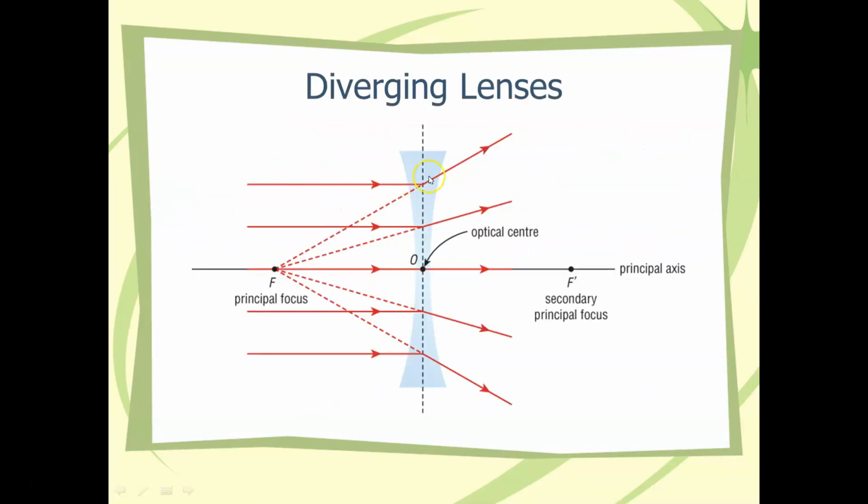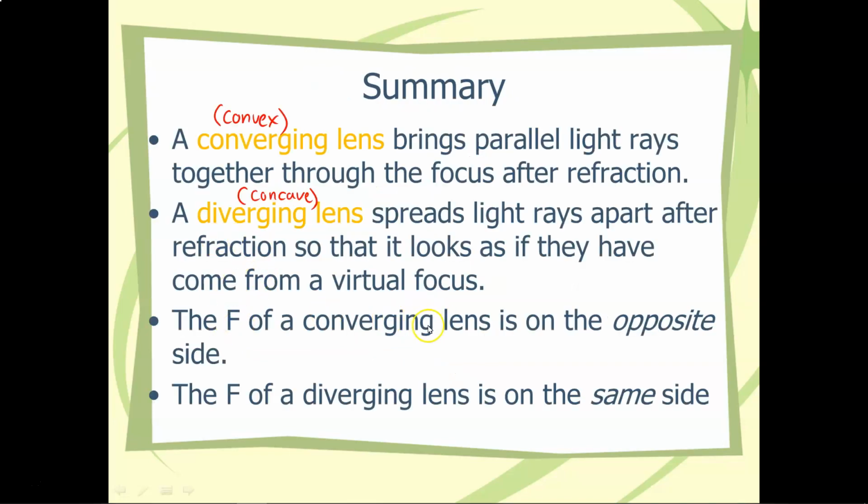So after refracting, they diverge away, but the only way to get them to converge together and to intersect with each other is by backtracking the refracted rays. Since these are not real light rays, the image produced will be virtual. Finally, the focal point of a converging lens is on the opposite side of the object, while the focal length of a diverging lens is on the same side as the object.